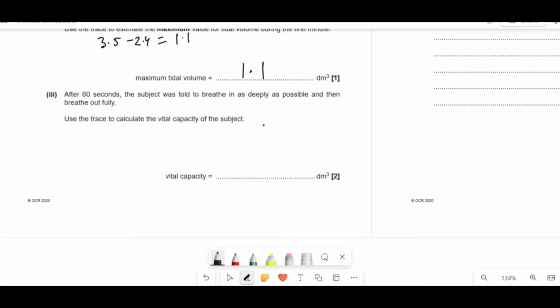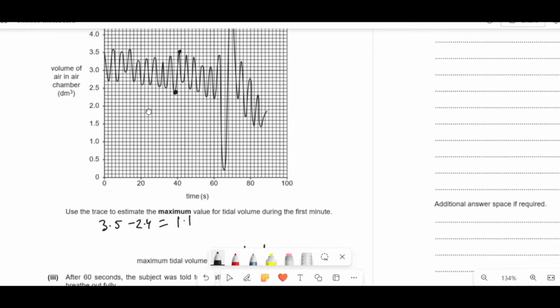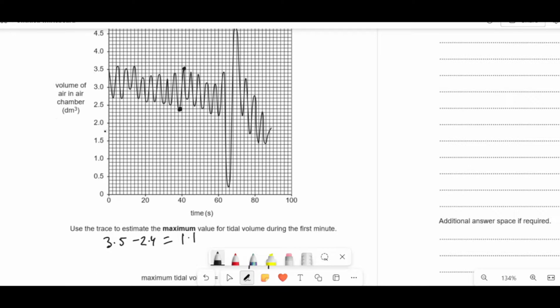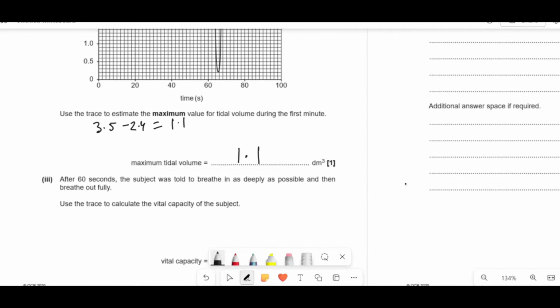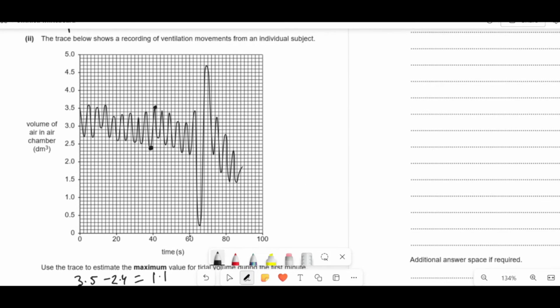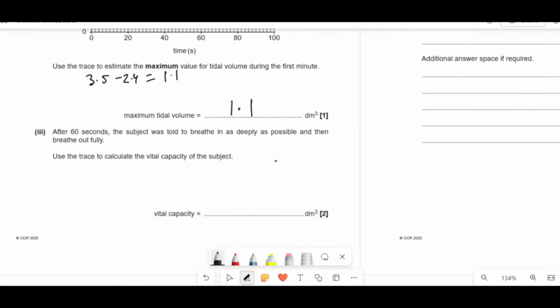Use the trace to calculate the vital capacity of the subject. So just be cautious. This is the volume in the air chamber. So this is them breathing out when it goes up, not in. So after 60 seconds, and so on. Yep, so if we look at where 60 seconds is, we're looking at the vital capacity.